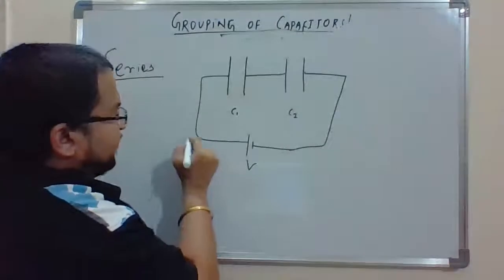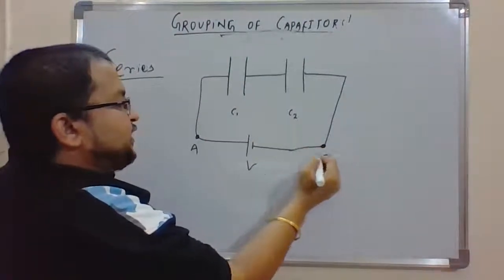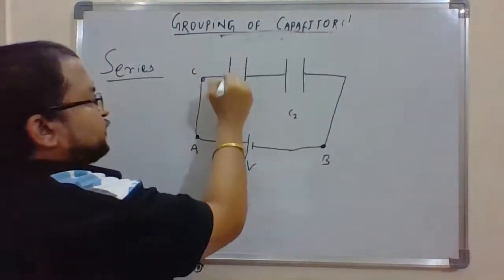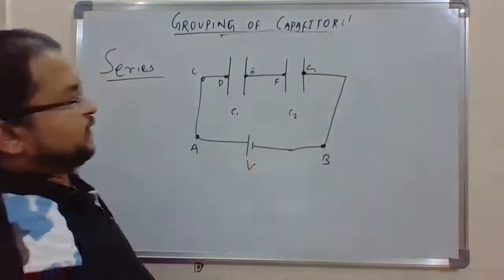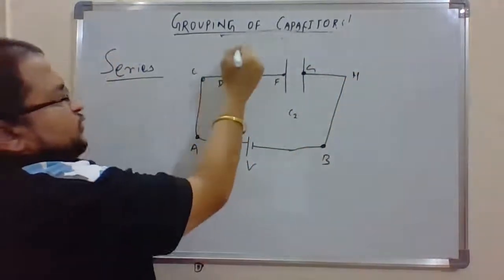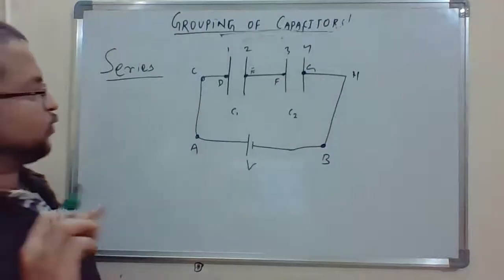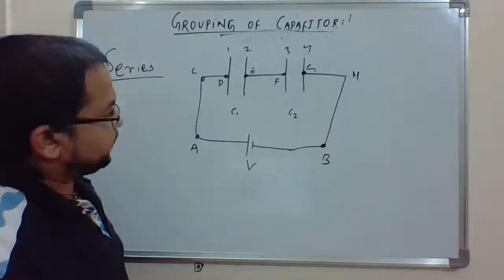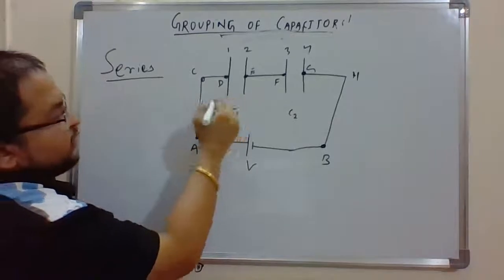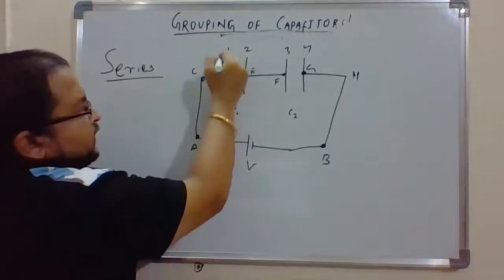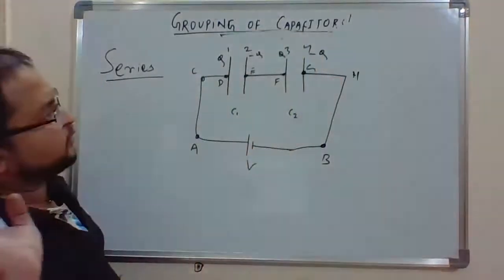Now, for the sake of understanding, let me give names to some of the points: A, B, suppose this is C, this is point D, point E, point F, point G, and point H. The plates can also be named 1, 2, 3, and 4. Now, we understood the charge on each of them. If the charge here is +q, here it will be -q, here it will again be +q, and here it will be -q. This much we have already understood.